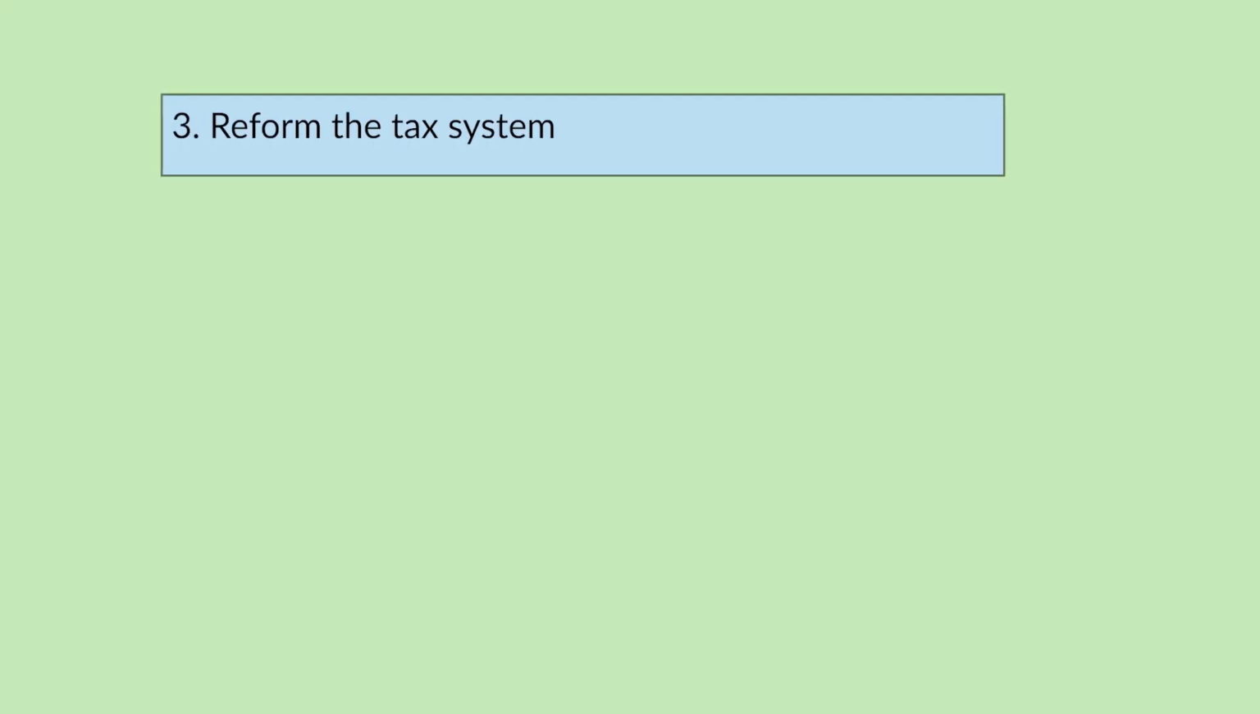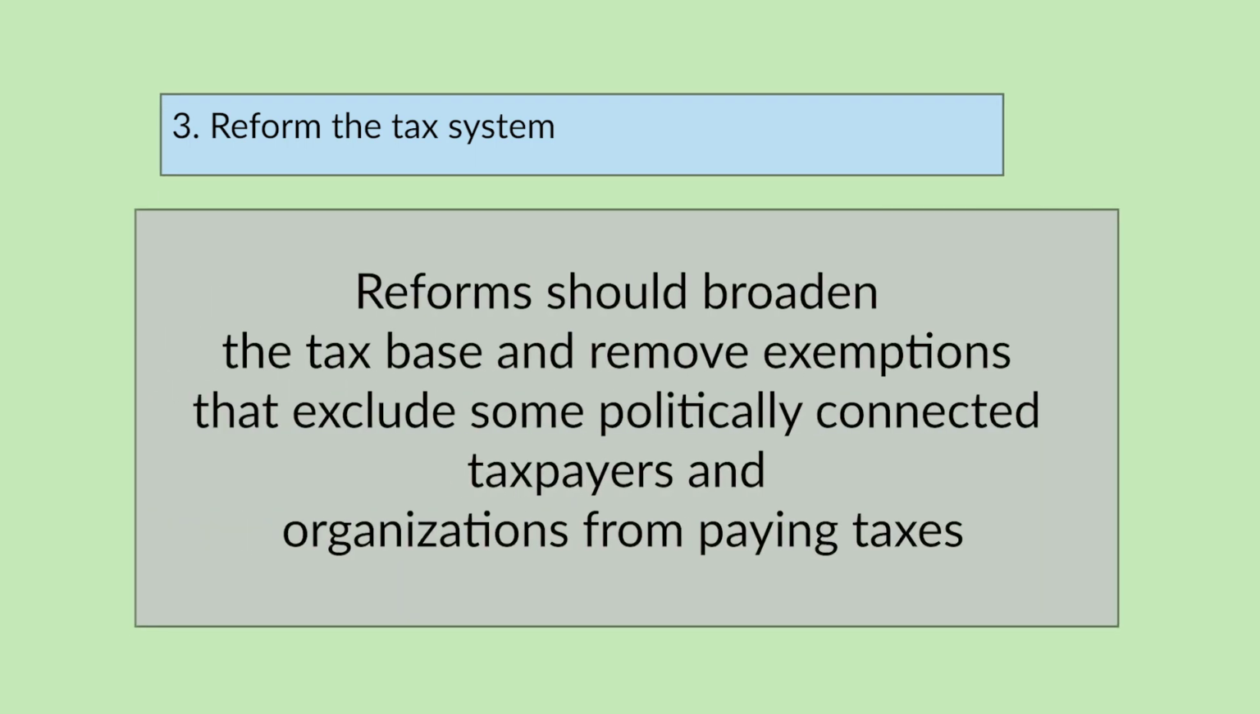The third principle of the Washington Consensus was to reform the entire tax system. Reform should broaden the tax base and remove exemptions that exclude some politically connected taxpayers and organizations from paying taxes.